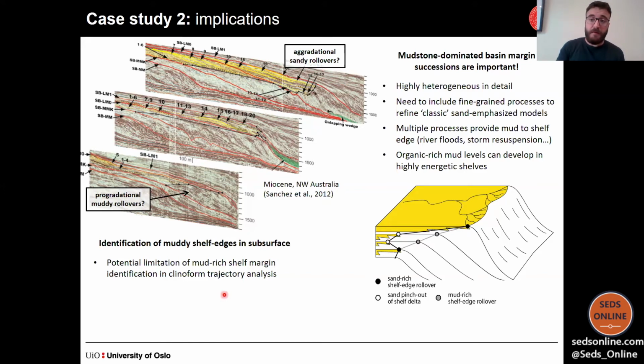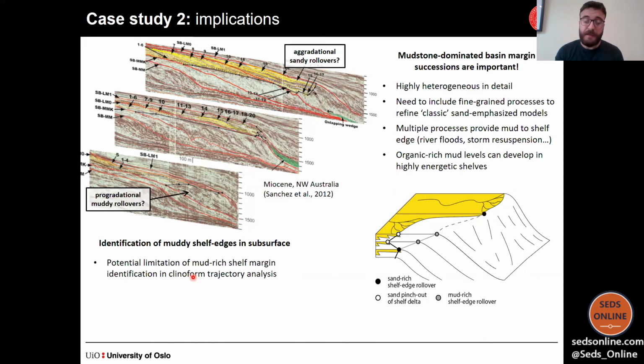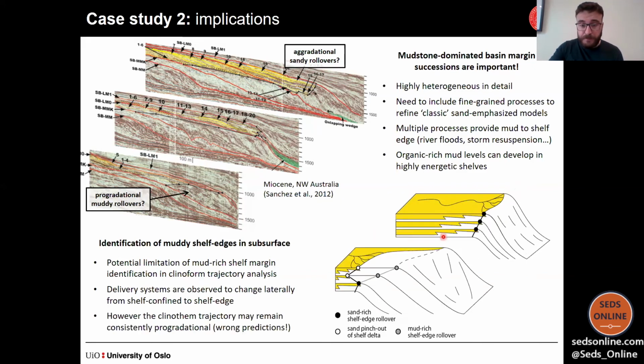So muddy rollovers are important because they show that there's a potential limitation of trajectory analysis. So here you can see that delivery systems can change laterally from being at the shelf edge to being shelf confined. And yet the clinoform trajectory can still be highly progradational. So we have to be very careful when we use trajectory analysis alone to predict sand delivery to the basin floor.